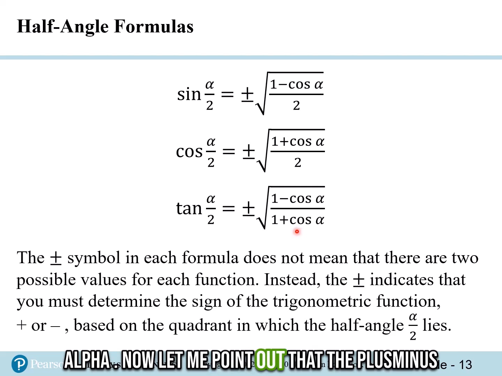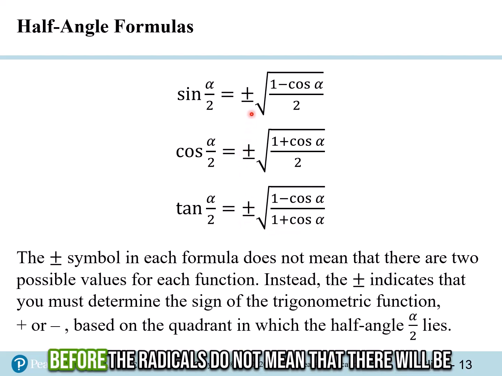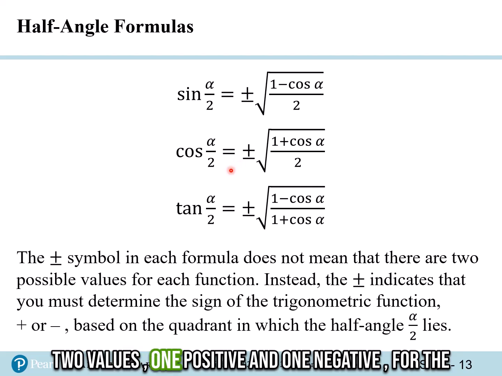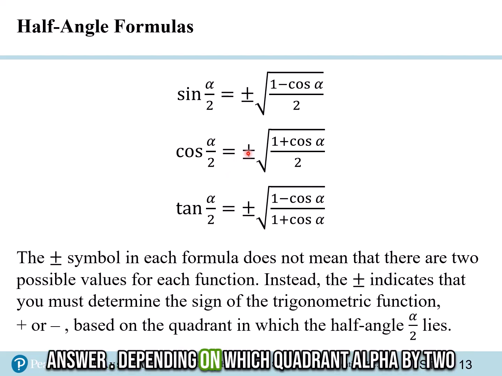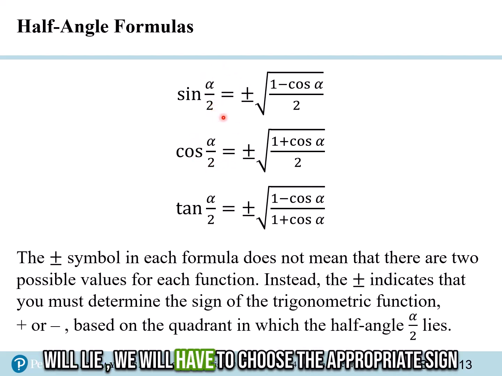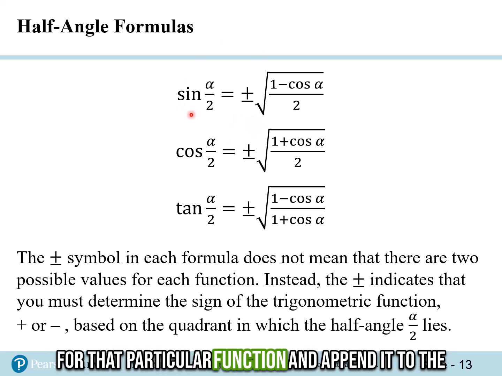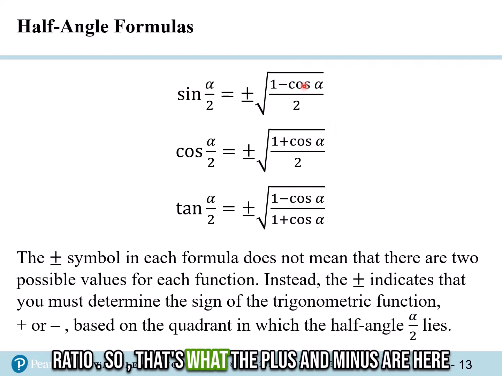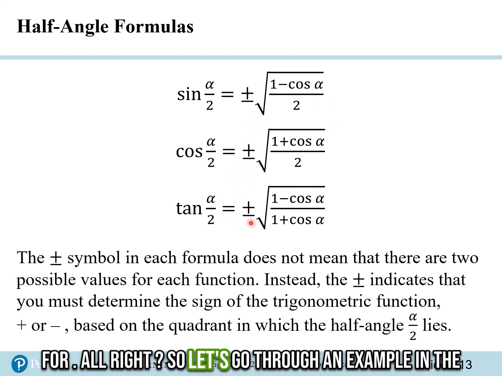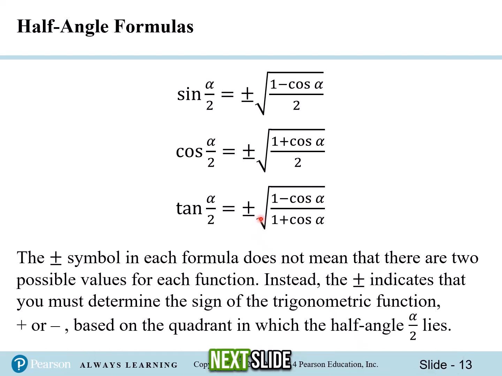Now, let me point out that the plus minus before the radicals does not mean that there will be two values, one positive and one negative, for the answer. Depending on which quadrant alpha by 2 will lie in, we will have to choose the appropriate sign for that particular function and append it to the ratio. So that's what the plus and minus are here for. All right, so let's go through an example in the next slide.